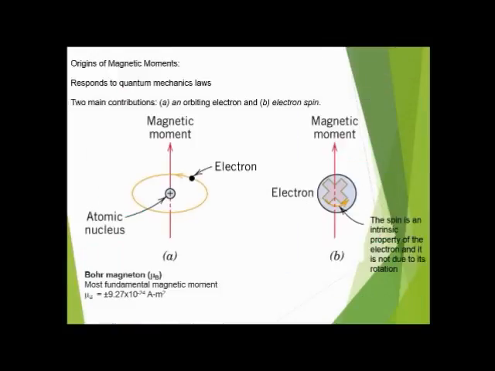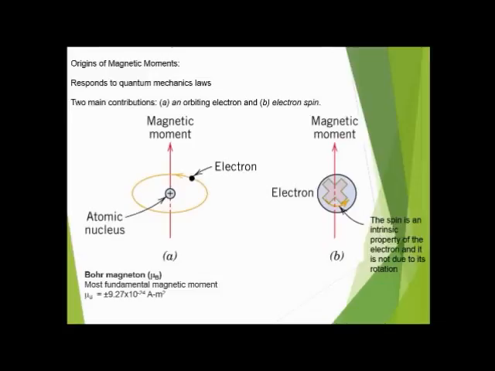Now, how do these magnetic moments originate? We will discuss the origin of magnetic moments. According to quantum mechanics, there are two main contributors: the orbiting electron, that is, an electron moving around the nucleus, and the spin of the electron itself. The spin of the electron has two values, plus half and minus half, as we have seen in class 12. So these two are the main contributors for the origin of magnetic moments.